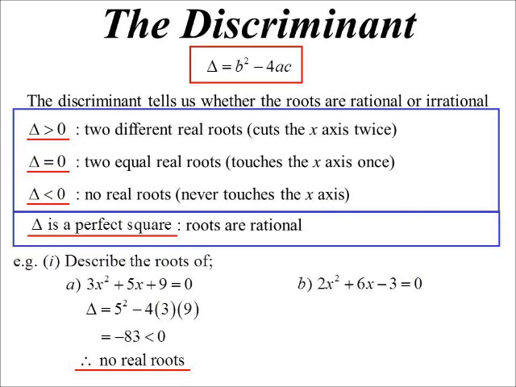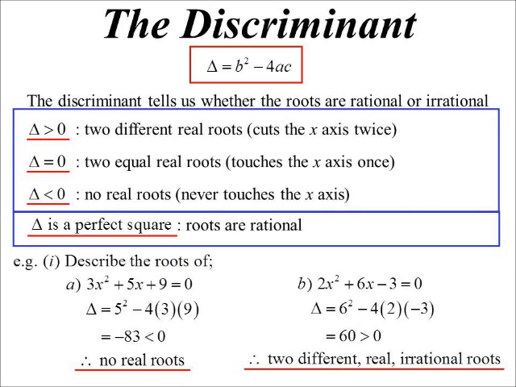Okay. 2x squared plus 6x minus 3. Find the discriminant. That is positive. So all the things we know about them. We know there's two, but there's always two. They're going to be different. They're going to be real. And they're going to be irrational, because we don't know what the square root of 60 is. So that's all the things we can tell about the roots of this particular equation.